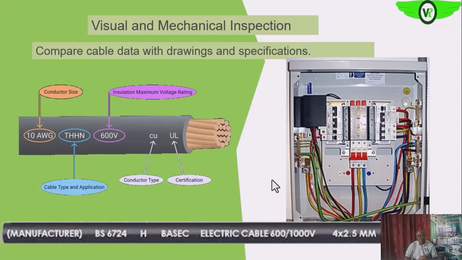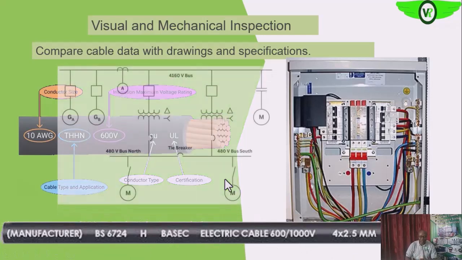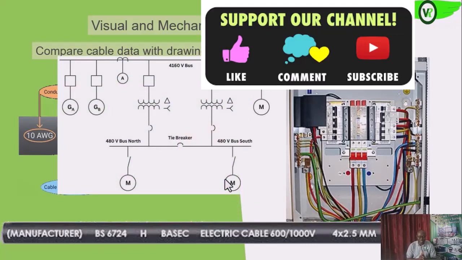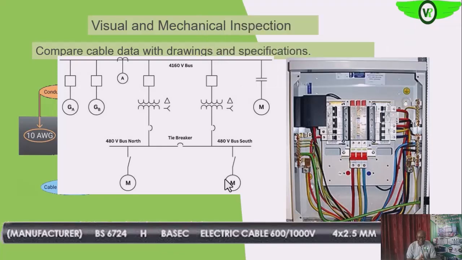So you compare the data on the cable as you see here. You compare those data with the specifications and also with drawings. So how do you do that, especially with single line diagram drawings like this? If you are not too familiar with single line diagrams, you can also check the description below. We'll drop a link to our training on the understanding of single line diagrams, or of electrical diagrams generally.